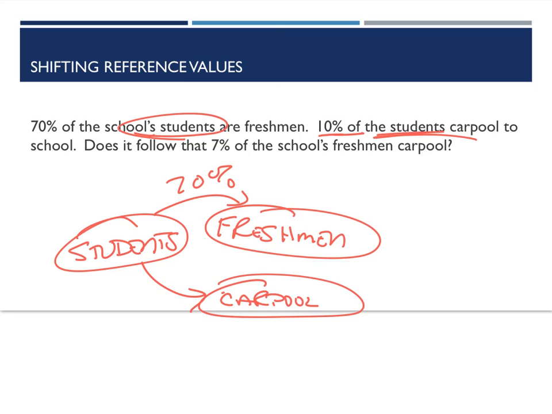Well, does that tell me how many freshmen are in the carpool bubble? No, because I took the carpool bubble from all the students. So anybody could be in that bubble. So there's nothing I can do with the 70% and the 10%. I'm not allowed to do that math. If I wanted to talk about freshmen who carpool, I had to have come off of here, but that's not what happened. So that's where that chain rule breaks down.